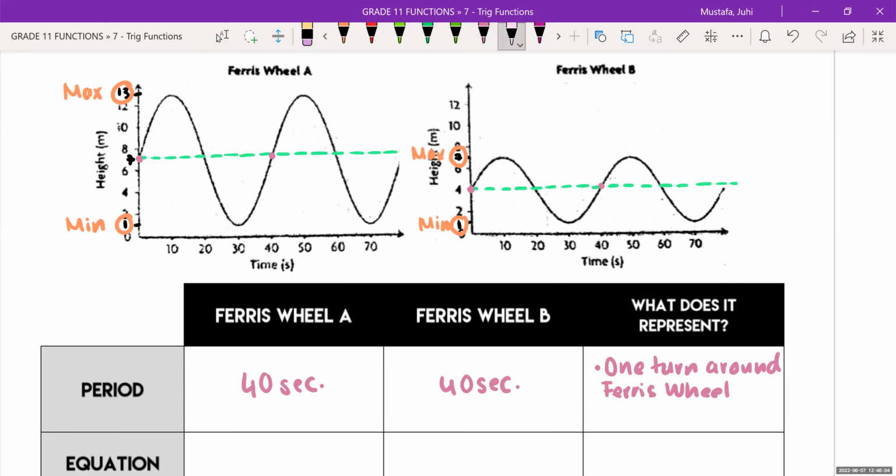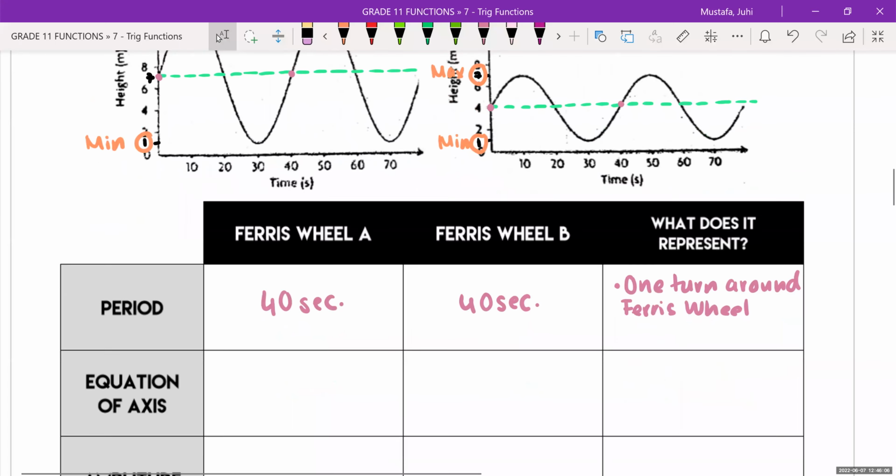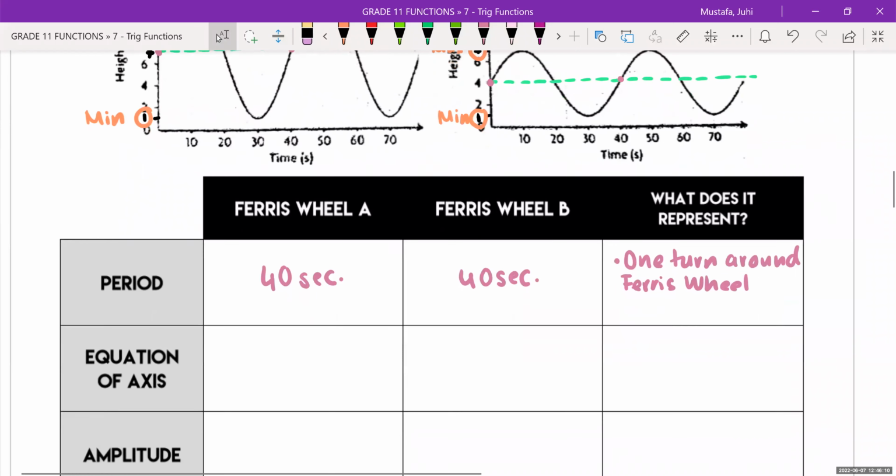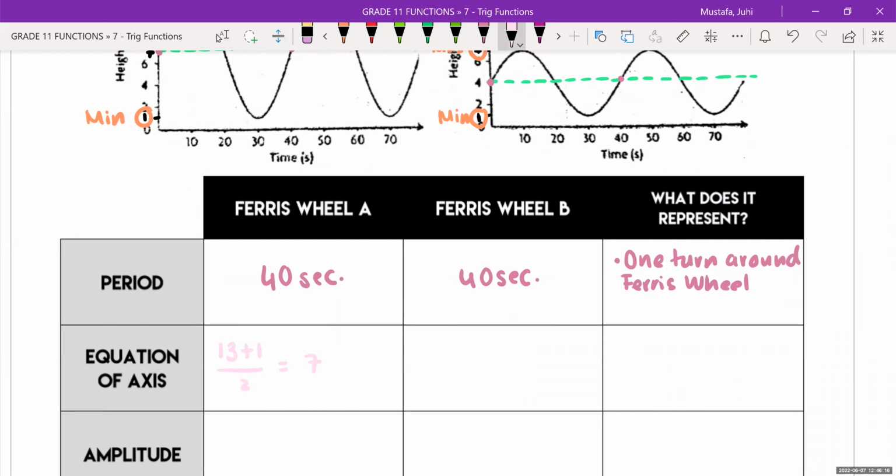We've already determined the equation of axes. So for Ferris wheel A, it's y is equal to 7. If you wanted to show work for it, we just did 13 plus 1 divided by 2, which is equal to 7. And so therefore, y is equal to 7. And then for this one, it was, what was it? 7 plus 1 divided by 2, which is going to be 4. Therefore, y is equal to 4.